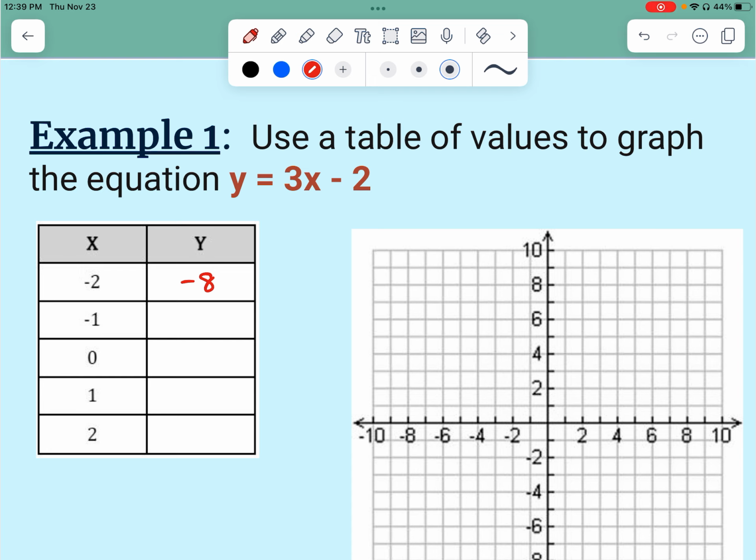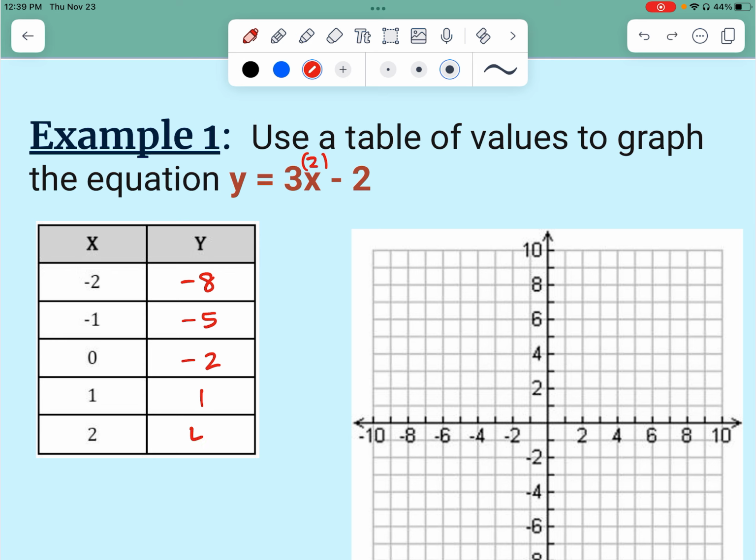Then what is y equal to when x equals negative 1? Again, I'm going to plug that in for x. So that equals 3 times negative 1 minus 2. Well, that's negative 3 minus 2, which equals negative 5. And again, what if I plug in 0? Well, 3 times 0 is 0. 0 minus 2 is negative 2. Plug in 1. 3 times 1 is 3. 3 minus 2 is 1. And lastly, I'm going to plug in 2. 3 times 2 is 6. 6 minus 2 is 4.